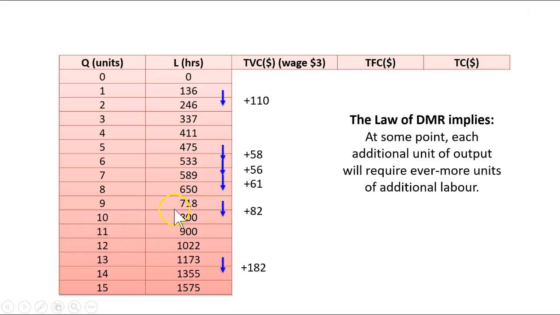Okay? And we can see that that is going to have an impact on our total variable costs, or our total labour costs. Because in order to produce an additional unit of output each time, we have to employ more and more additional labour, which all has to be paid, we can see that the total variable cost is going to get larger and larger at a faster rate. So let's calculate our total variable cost.